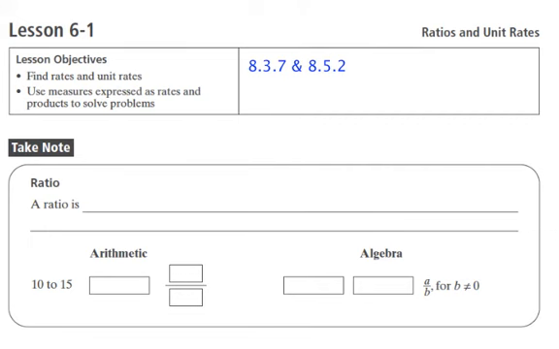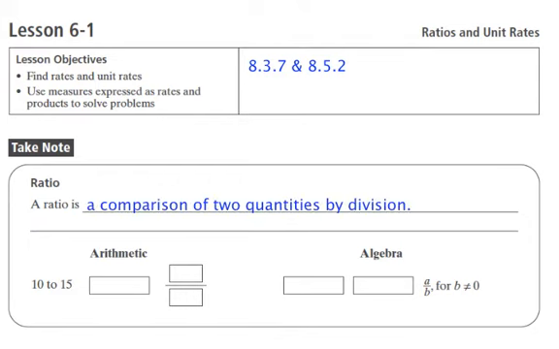Today's lesson is ratios and unit rates. We're going to be finding rates and unit rates, and we're going to use measures expressed as rates and products to solve problems. The Indiana academic standards are 8.3.7 and 8.5.2.